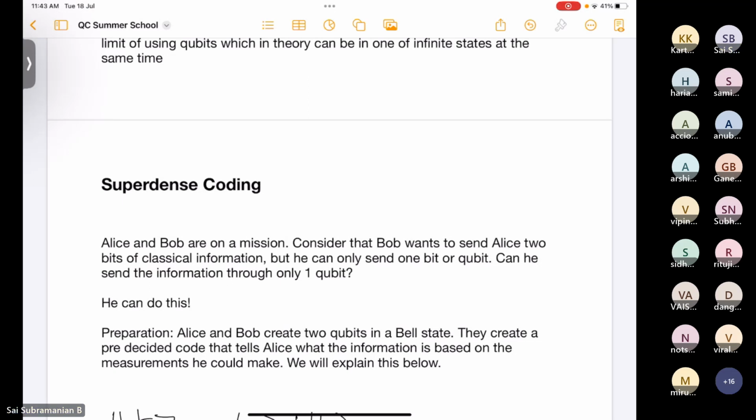Okay, so the first example. Alice and Bob are on a mission, and Bob wants to send Alice 2 bits of classical information. But Bob is not able to send Alice more than 1 bit. If he could send 2 bits, job done. But Bob also has the option to send 1 qubit. Can he send 2 bits of information using just 1 qubit? The answer is yes. He can do this if Alice and Bob prepare beforehand with some planning.